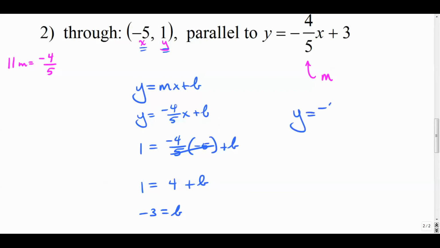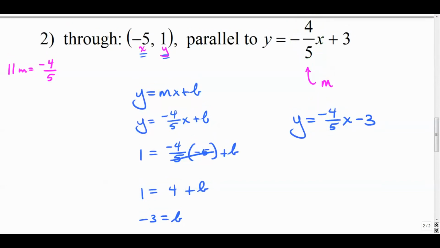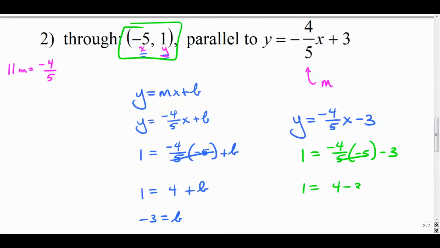So we bring it all together: y equals negative 4/5 x minus 3. And again, we can check that. Just make sure that they have the same slopes. They're parallel to each other. They have the same slopes. That's good. And also check to make sure that this point actually fits on this graph. The left side should equal the right. Let's see. The 5's cancel. We get positive 4 minus 3. 1 equals 1. That's a good deal.